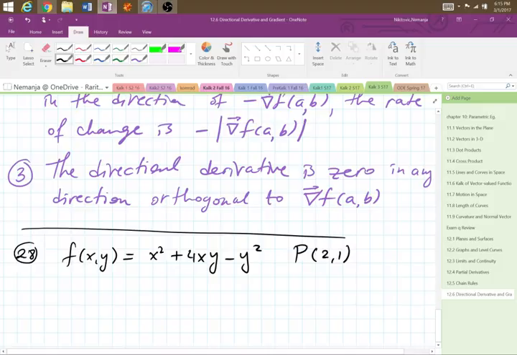So it's find the gradient. Is that okay? But you can find the magnitude as well, why not? Oh, good. Yes, you can. No, I just changed it.